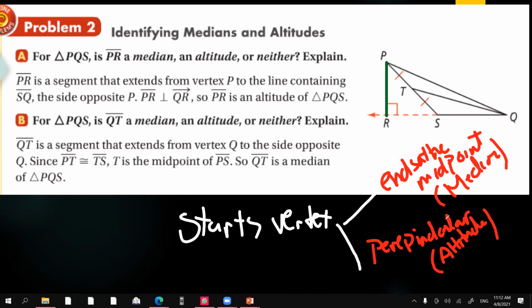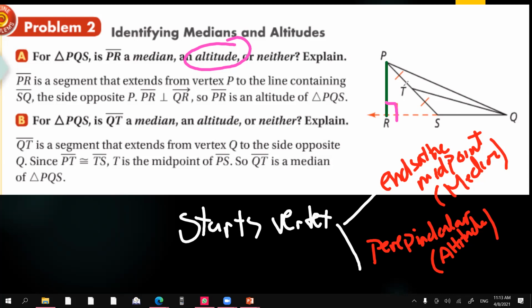So here, it started from the vertex. Yes, so it could be one of them. Now, does it end at the midpoint or is it perpendicular? Perpendicular. So it is perpendicular, bravo. Since it is perpendicular, it must be an altitude. So PR is perpendicular on QR, so PR is an altitude of the triangle.